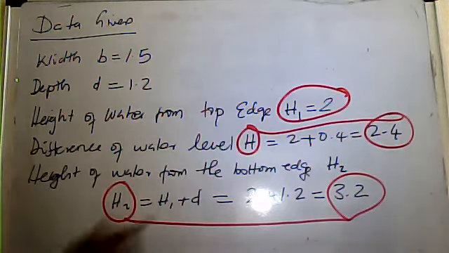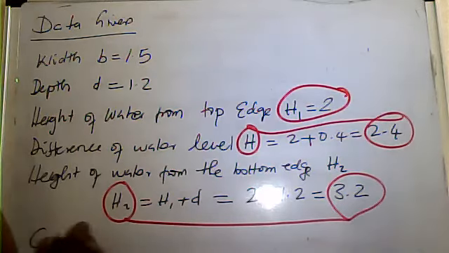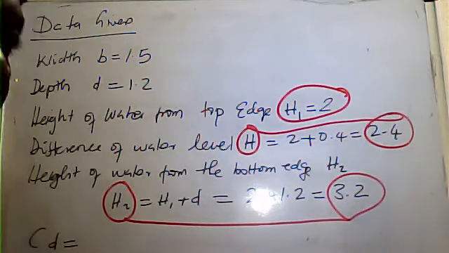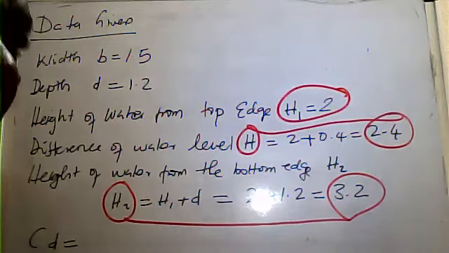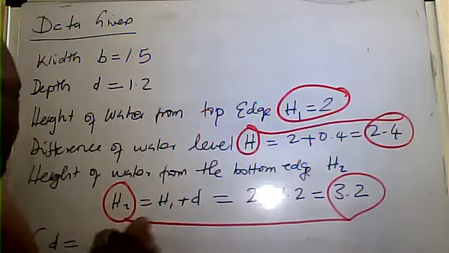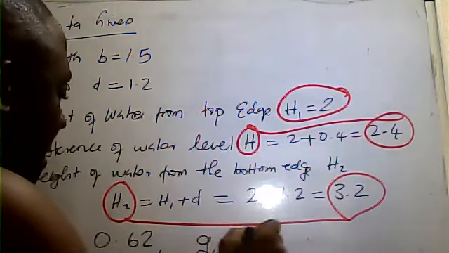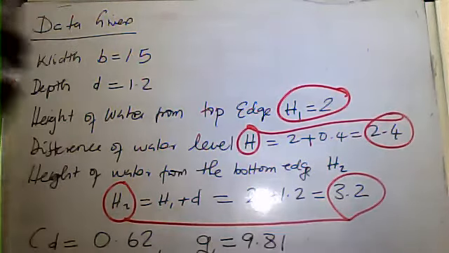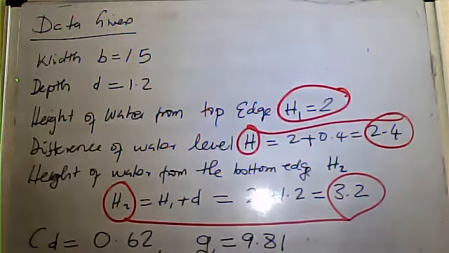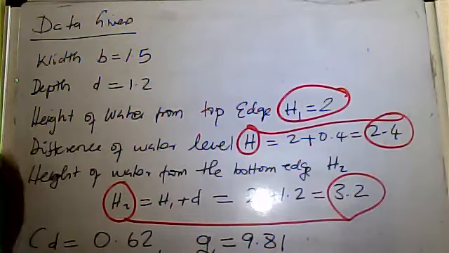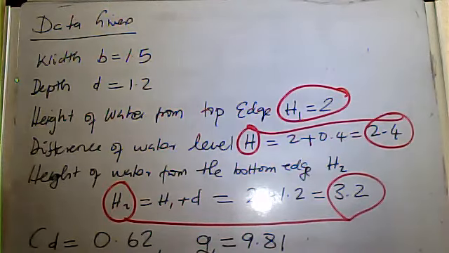And the last value is CD, coefficient of discharge, which is given as 0.62. And of course, g, 9.81. With all those parameters, we can now get our discharge.